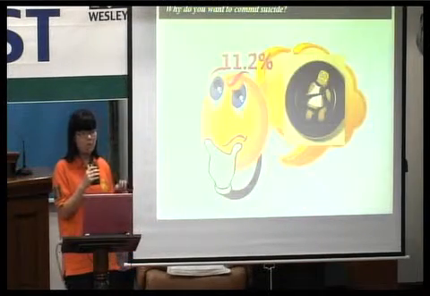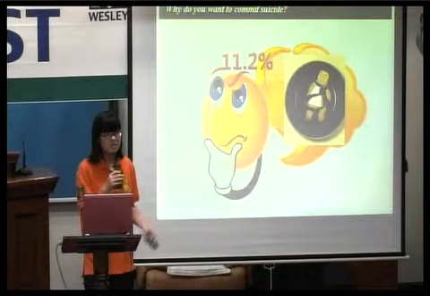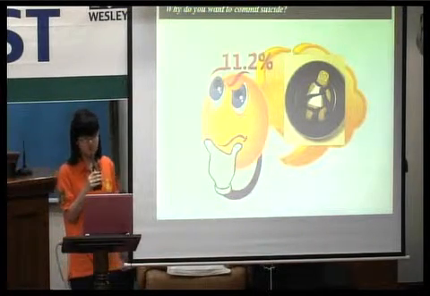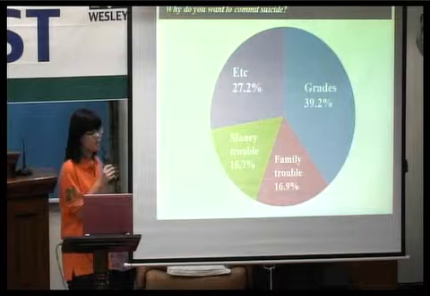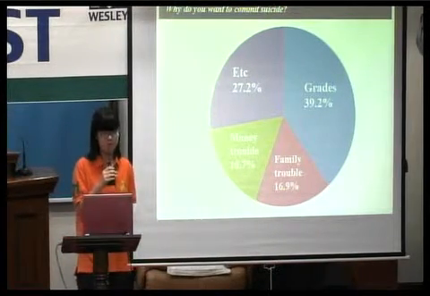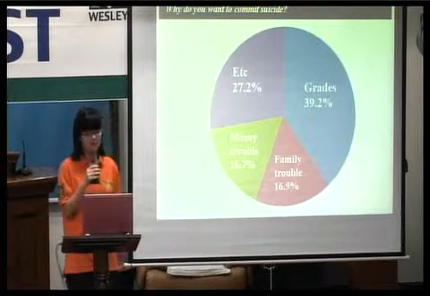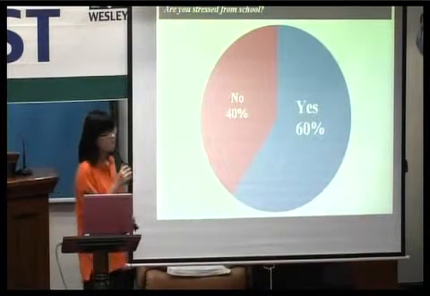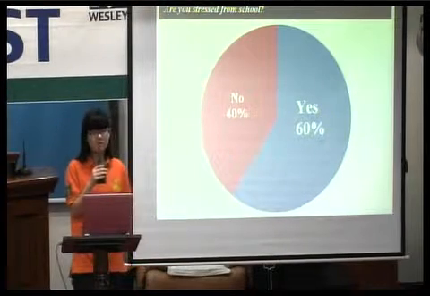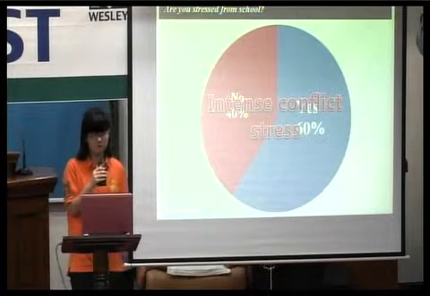Also, 11.2% of students reported that they thought about suicide more than once last year. The reason they think about suicide is the grades. 39.2% of students reported that grades are the biggest reason why they want to commit suicide. They are frustrated by being ranked and sick of being compared with others. And also, statistics show that 60% of students are stressed from school. All of these outcomes mean that relative evaluation causes intense conflict and stress among students.